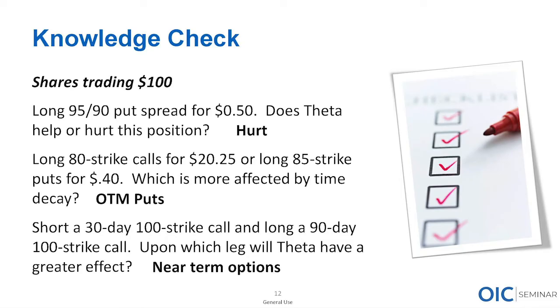Shares are trading at 100, and the investor is long the 95 put, short the 90 put, and that's a long put spread for $0.50. That's a $0.50 debit. Does theta help or hurt this position? Theta decay, the erosion of option premium. Does it help or hurt?